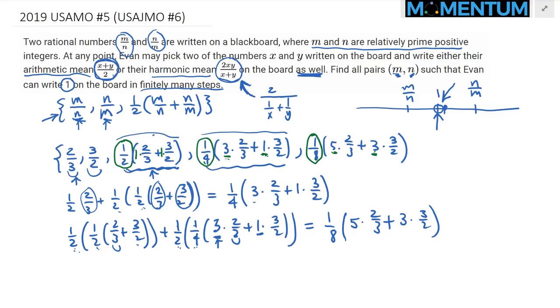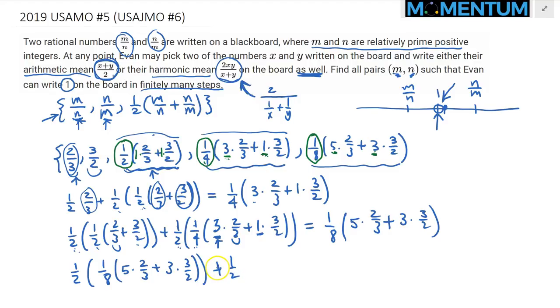So for instance, this time I will start with this newly generated number here, and I will add, let's say, 1/2 of this or one of the original numbers. So we have 1/2 times 1 over 8 times 5 times 2/3 plus 3 times 3/2. Yes, plus 1/2 times, for example, we suggested to use this one, 2 over 3. So that whole thing is equal, so we have 1 over 16 here.